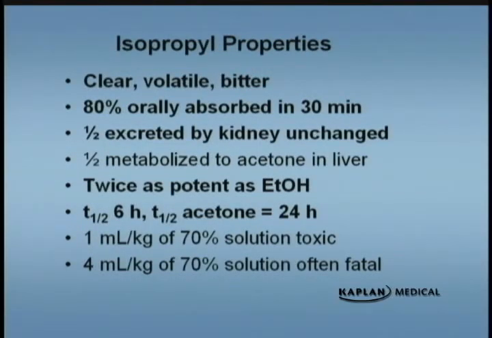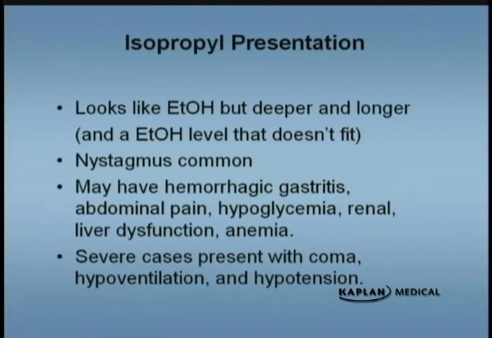The purpose of this slide, you don't need to memorize this whole thing, is that a little bit is very dangerous and that it's rapidly absorbed, making gastric emptying a futile effort in this type of poisoning. With isopropyl alcohol, the patients have nystagmus, and frequently you'll have a history that they're vomiting blood and having abdominal pain. They could also have renal or liver dysfunction, and severe cases present with CNS depression and eventual hypotension, hypoventilation, and death.